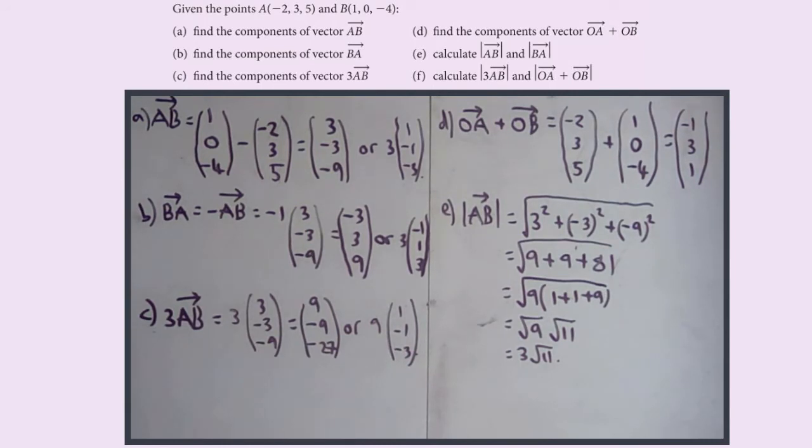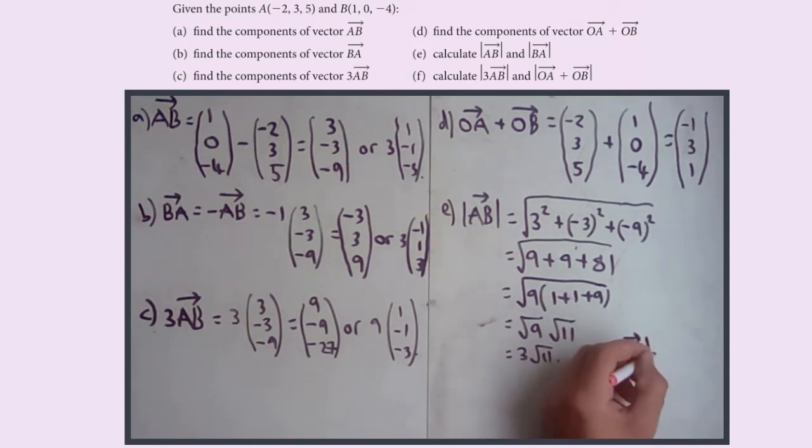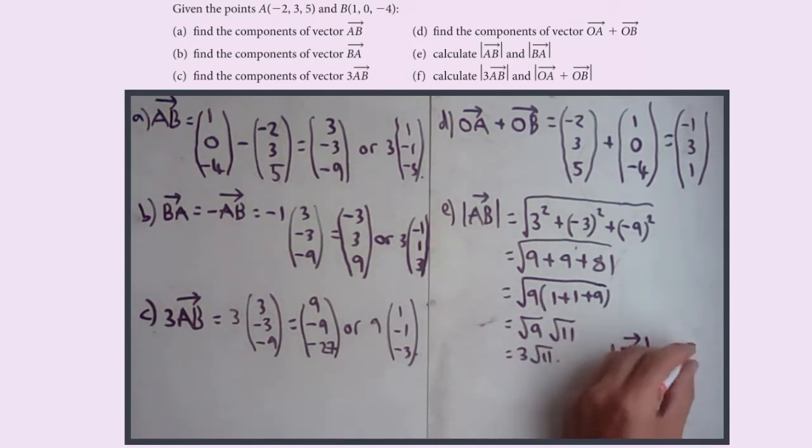The modulus of BA, remember modulus is just length, right? So BA just goes in the opposite direction to AB, so it's going to be exactly the same. Okay, so the modulus of BA is also going to equal 3 root 11.